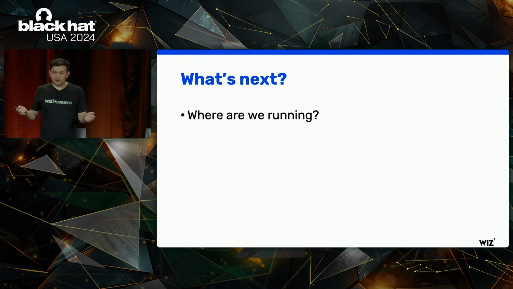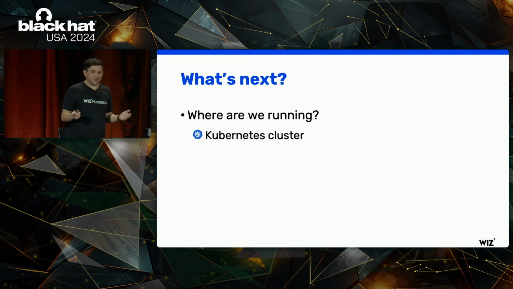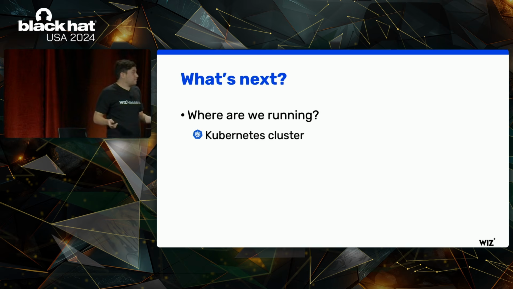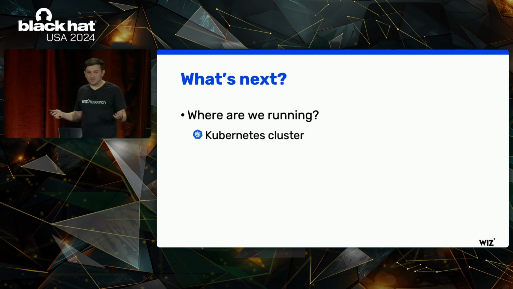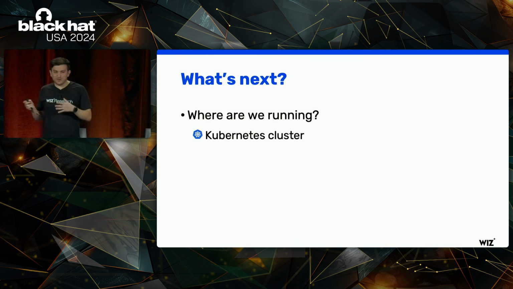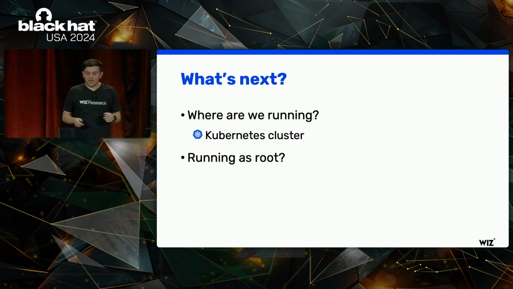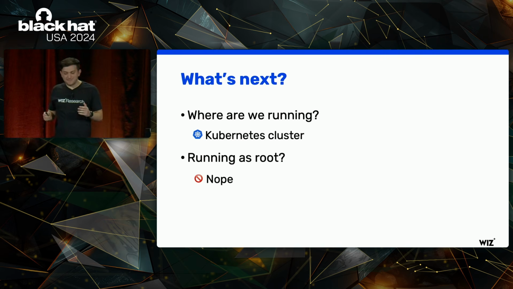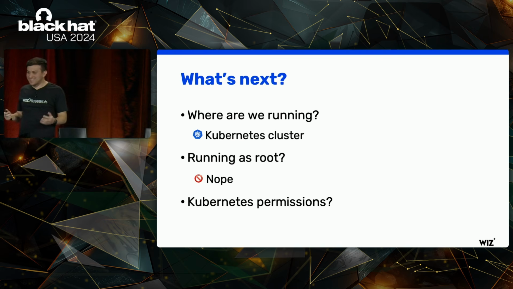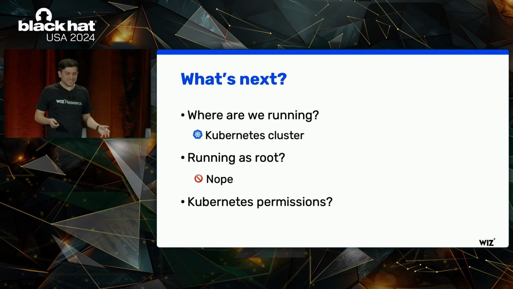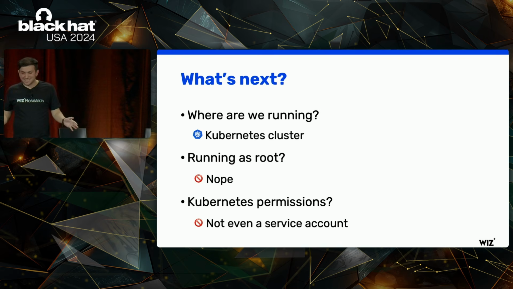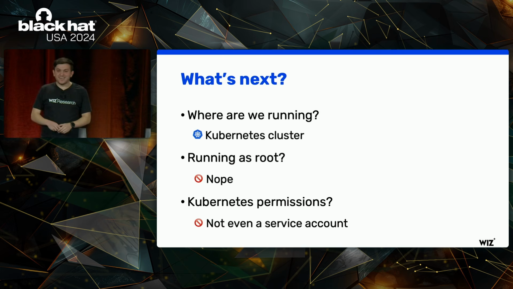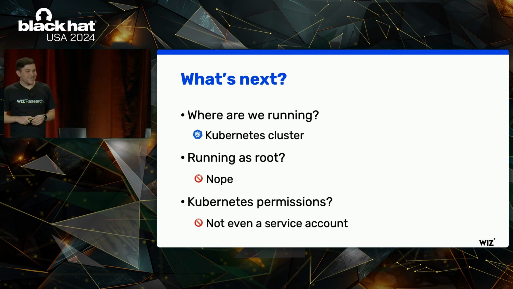So where are we running? Unsurprisingly, we're once again running on a Kubernetes cluster. This time, it's not a managed one. It's just an unmanaged Kubernetes cluster, so all the relevant tricks from before will not work here. Are we running as root? This time, we're not. We're running as the nobody user, which is kind of a bummer. But maybe, finally, we'll have an interesting Kubernetes service account, interesting permissions that we can leverage in order to laterally move within the system. But this time, we don't even have any service account. So absolutely nothing in that direction.